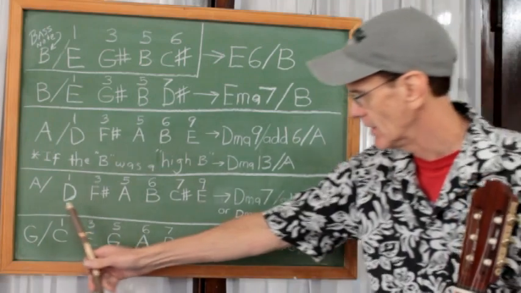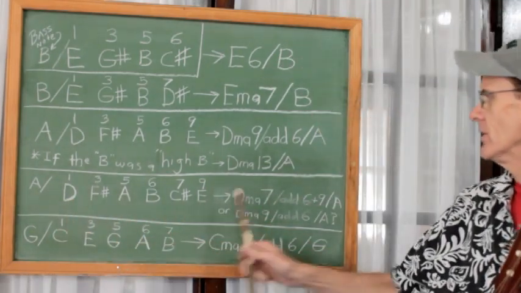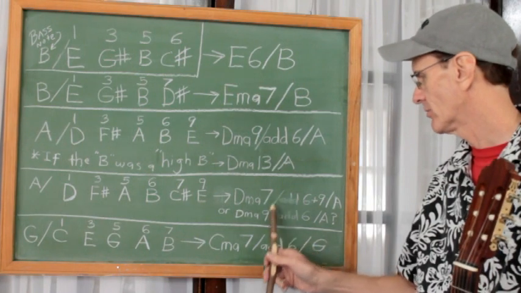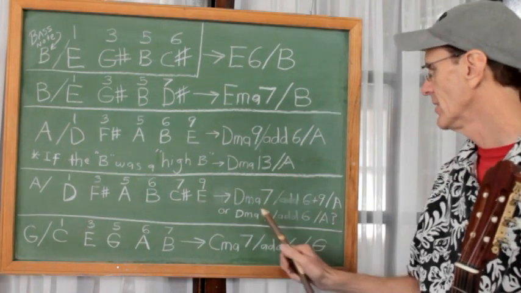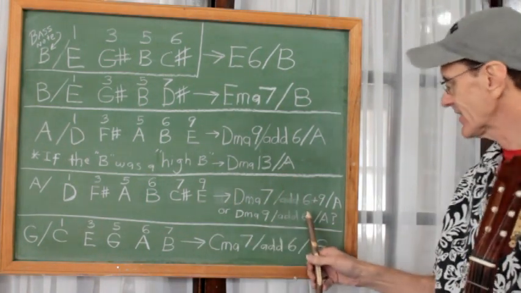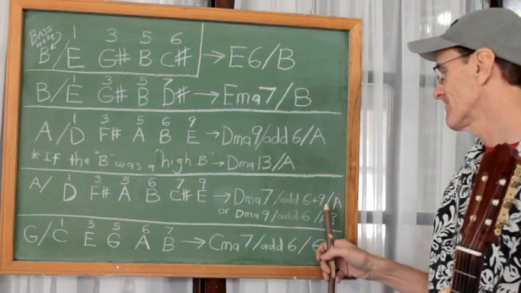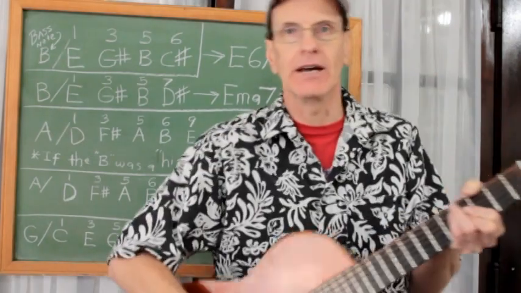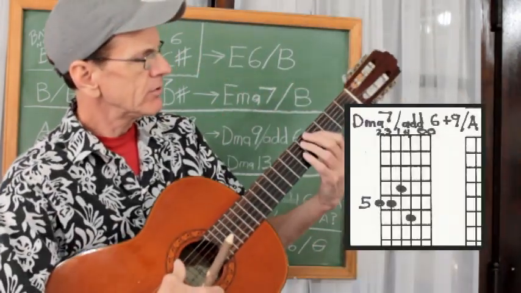I think, oh yes, okay, I'm on track here. This one here is a D major 7th. I just put a little slash just to divide there. D major 7th, add 6 and the 9th, slash A. Okay, so let's hear that one. It's a beautiful chord.